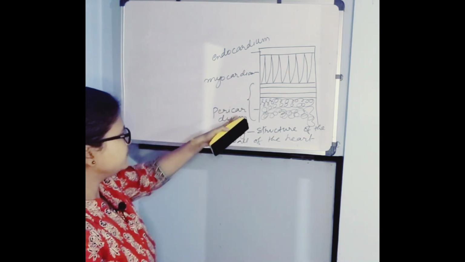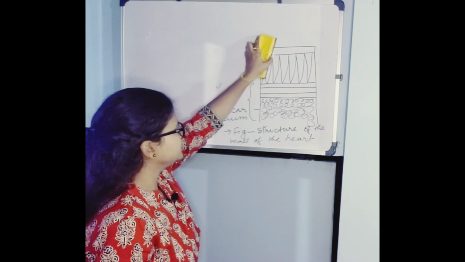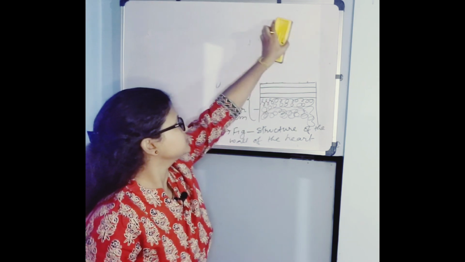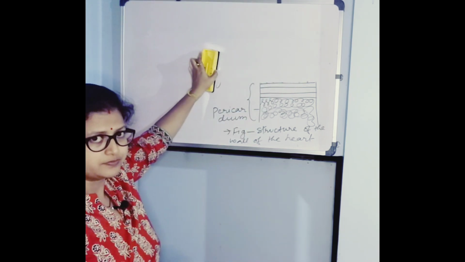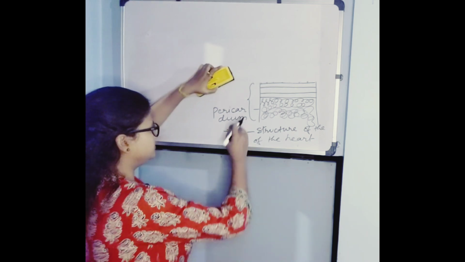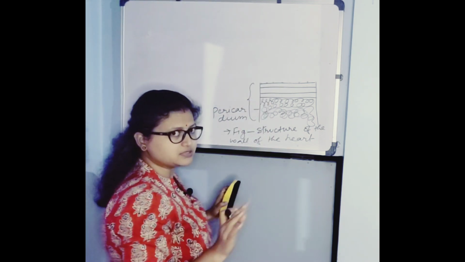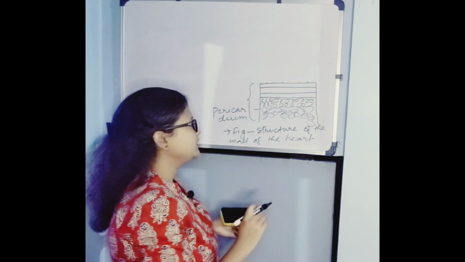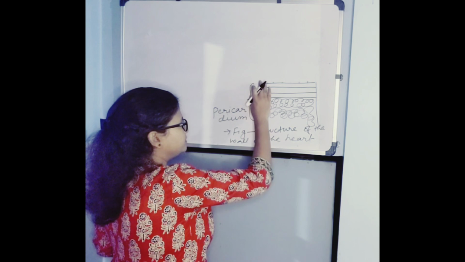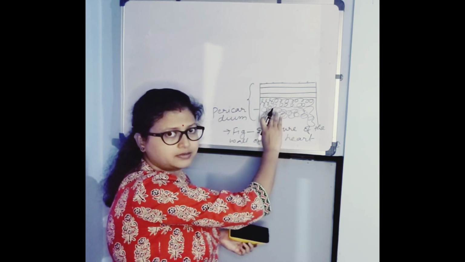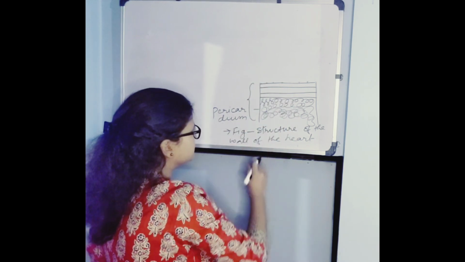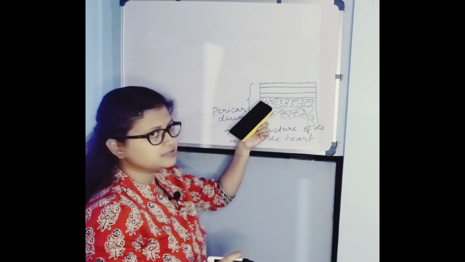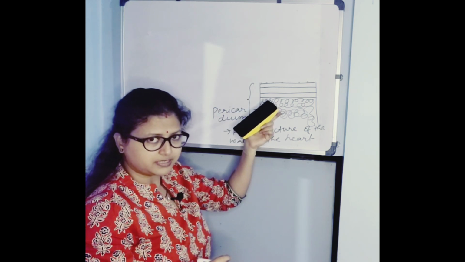Okay, actually this pericardium has two sacs. Pericardium has two sacs or two pouches. Okay, two sacs of the pericardium are there. Okay, the outer sac is known as the fibrous pericardium and the inner sac is known as the serous pericardium.